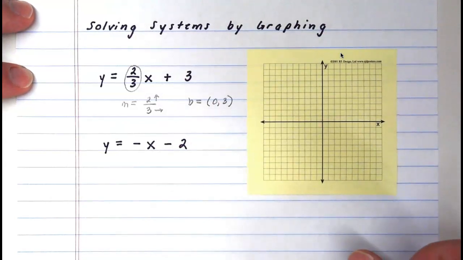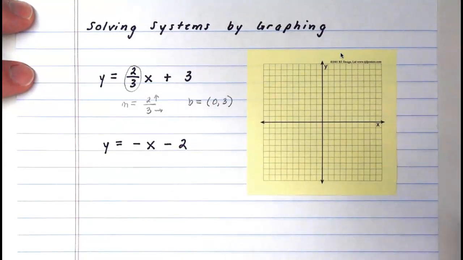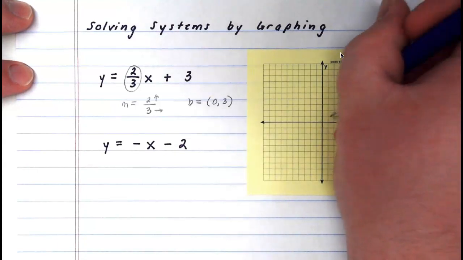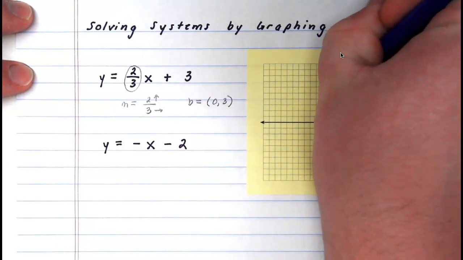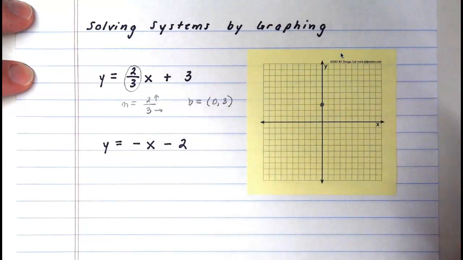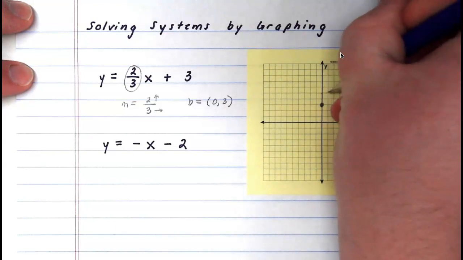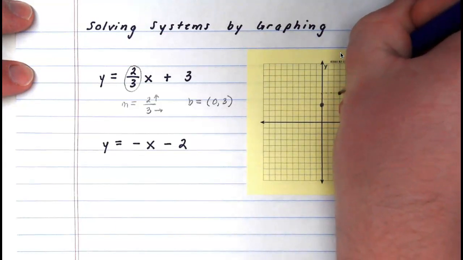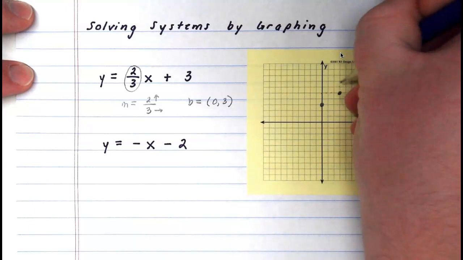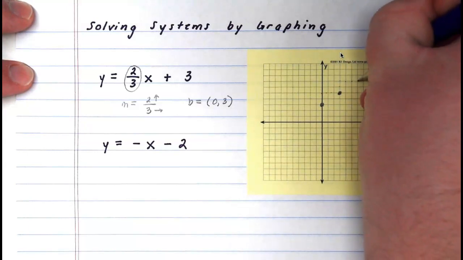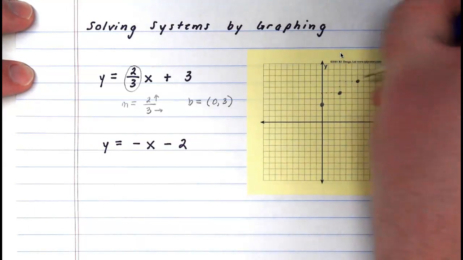To plot this line, we are going to put a point at (0, 3), which is right here. And we're going to do a slope of 2/3. So up 2, right 1, 2, 3. Up 2, right 1, 2, 3. Up 2, right 1, 2, 3.